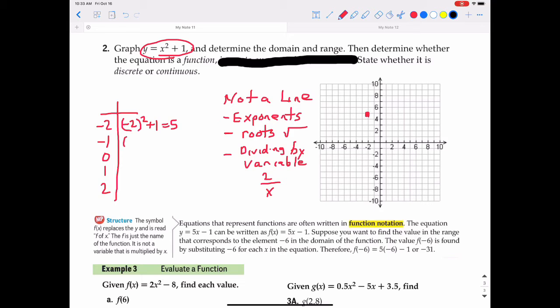And then -1 squared plus 1. Remember, a negative number squared will be positive, so that'll be now 1 plus 1, which equals 2. So -1, 2. 0 squared plus 1 is just 1, so that represents 0, 1. 1 squared plus 1, 1 squared is 1, 1 plus 1 is 2, so we go back here to 1, 2. And then 2 squared plus 1 will equal 5, so that represents 2, 5.